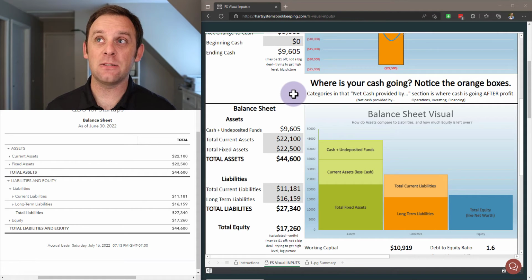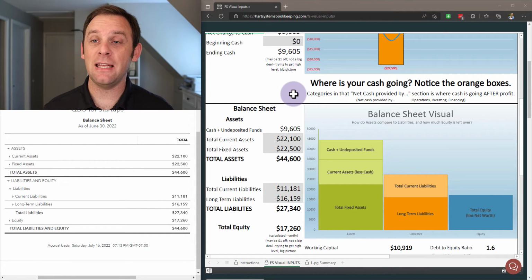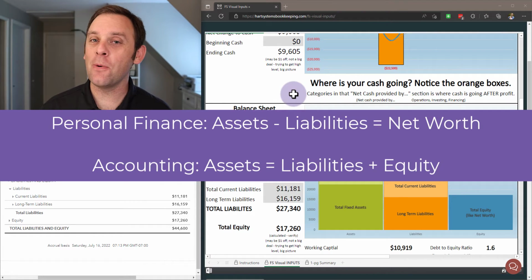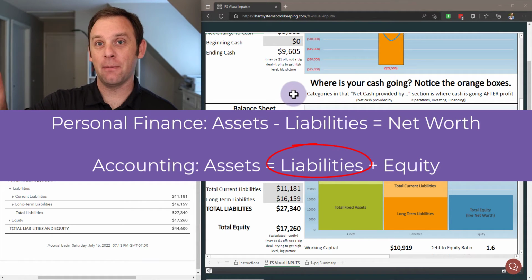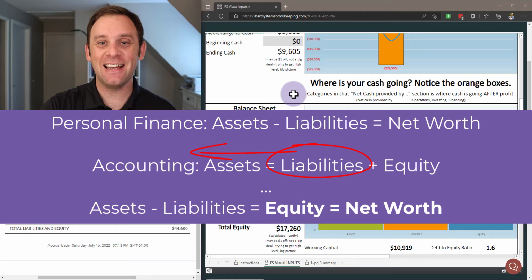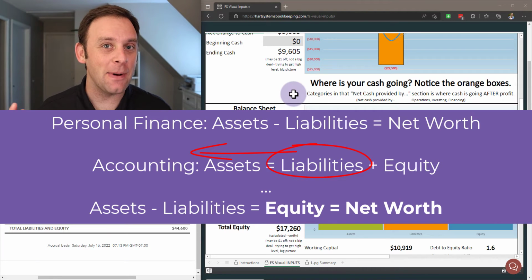If you think about it, it's really kind of like net worth. On the personal finance side, we have assets minus liabilities equals net worth. Well, the accounting equation is almost just like that. It happens to be assets equals liabilities plus equity. But if we move that liabilities from one side of the equal sign to the other side, it becomes assets minus liabilities equals equity. So equity equals net worth. In my mind, that's how I think about it.